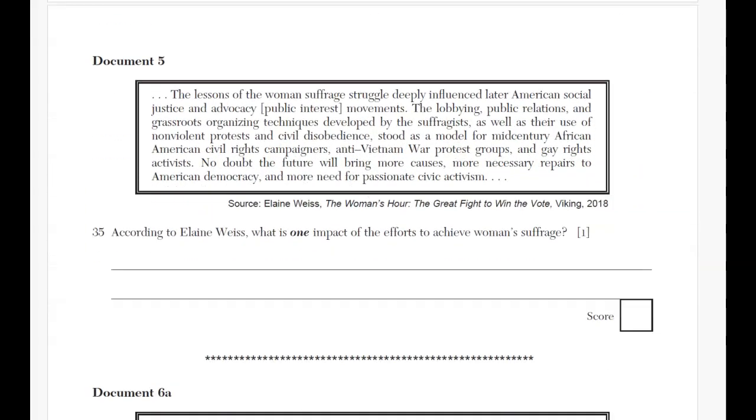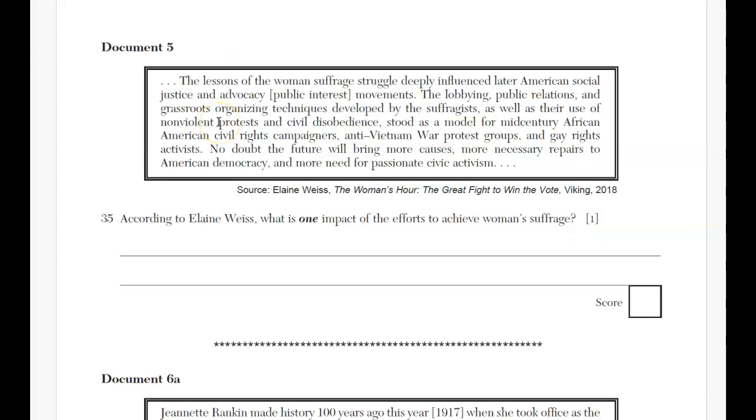Document 5. So this, we again always look at the source here. Elaine Weiss, The Woman's Hour, The Great Fight to Win the Vote, 2018. Again, a very recent document, so you know it's got to be a historian writing about the period rather than a primary source from the period.